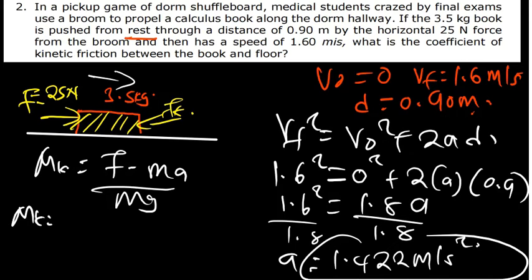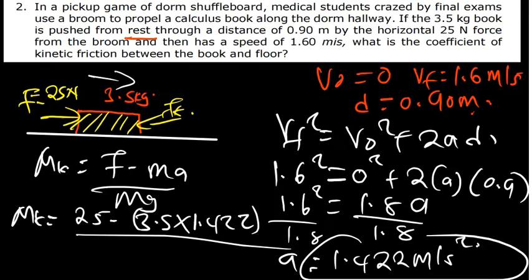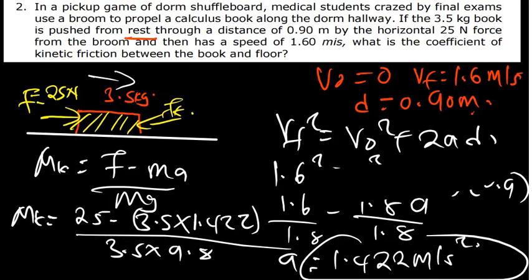Mu k is going to be the force, 25, minus the mass, which we have been told is 3.5, times the acceleration 1.422. Then we divide it by the mass times g, which is 3.5 times 9.8. Now let's see what we're going to have.